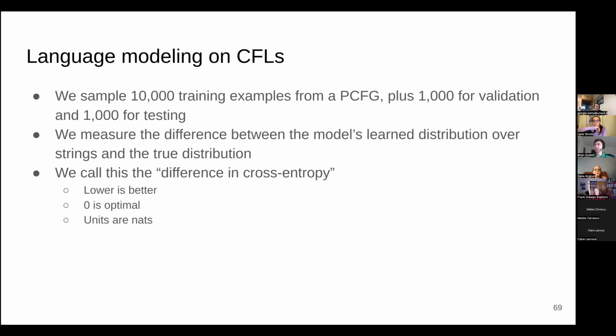All right, so time for some experiments. We first ran this model on context-free languages to see how it fares. To do this, we sampled 10,000 training examples from a PCFG, plus some strings for validation and testing. The metric we used was the difference between the model's learned distribution over strings and the true distribution that the strings were sampled from. We call this metric the difference in cross entropy, where lower is better, 0 is the optimal score, and units are in nats. So it's like bits, but base e instead of base 2.